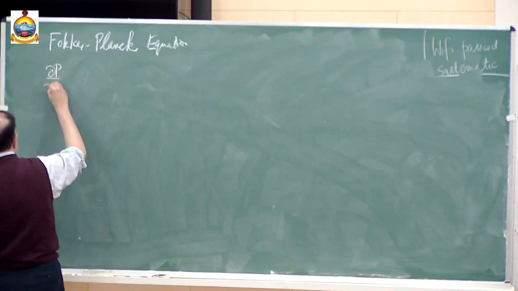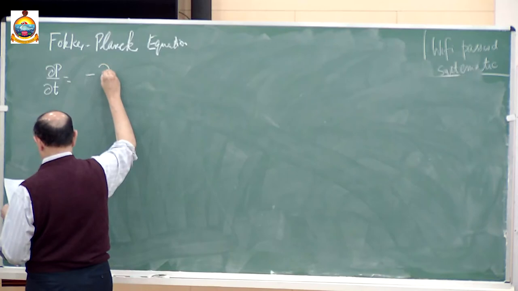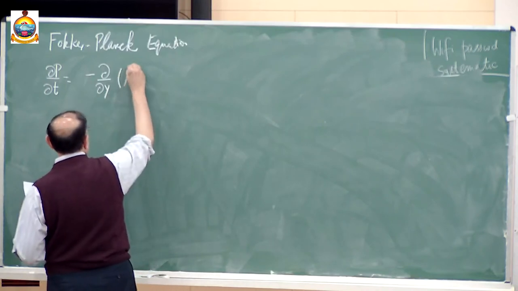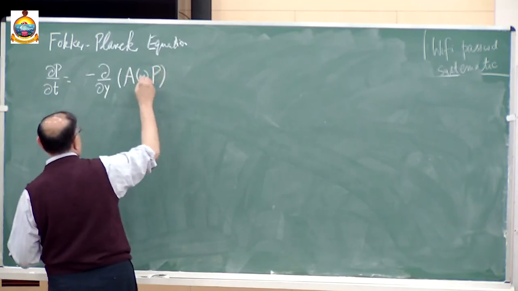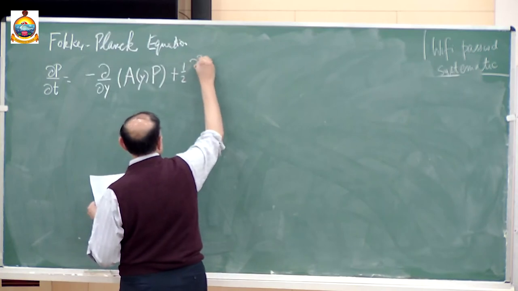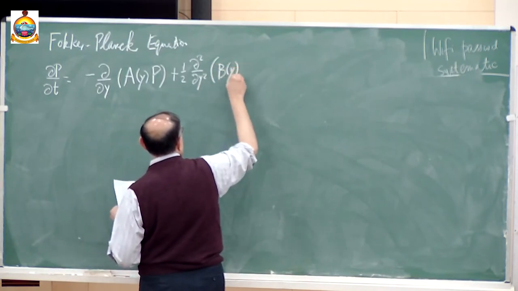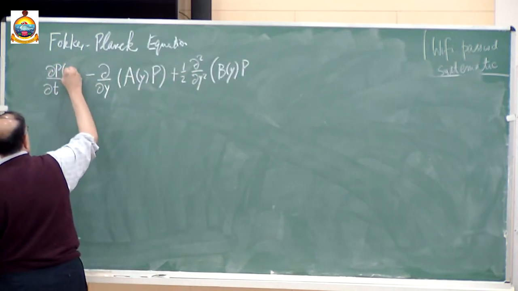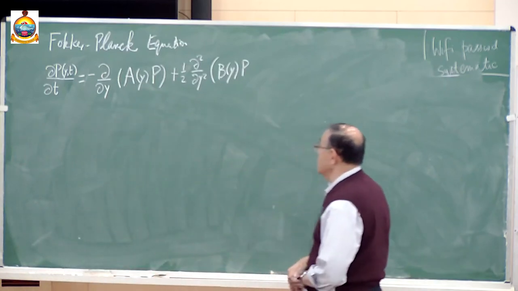dp by dt. So, here is the equation: dp by dt is equal to minus d by dy of some function a of y. This is a little abstract, I believe. I admit once we put it in something, we'll get it, plus half d2 dy squared of some other function of y, b of y, times p. P is a function of y and t. Maybe I should emphasize that. The probability distribution of the random variable y as a function of time. This is the form it will have.